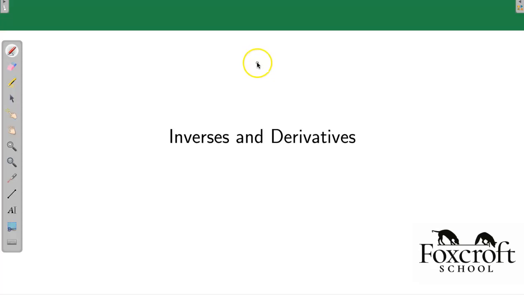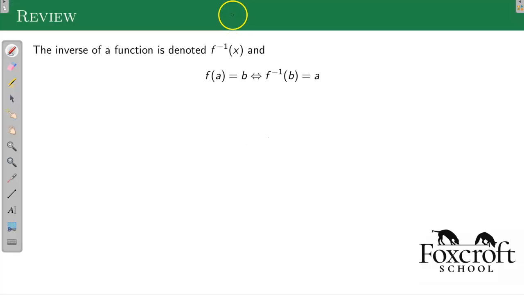In this video, we're going to look at the relationship between inverses and derivatives. So just a quick review. Remember, the inverse function is just this little -1 notation after our function, and all it does is flip the x and y values of a function. So if f of a, if I put in a and get out b, by inverse, I put in b and get out a.